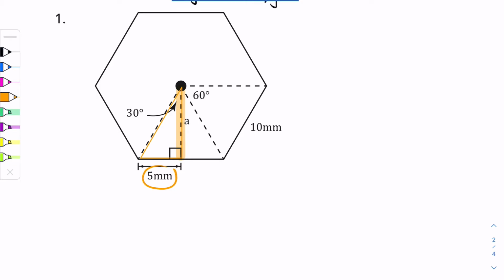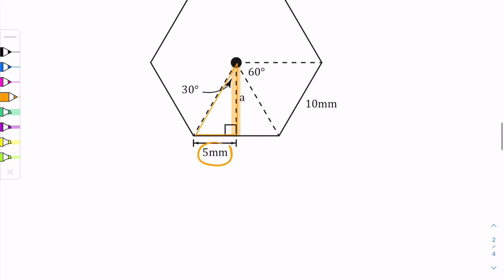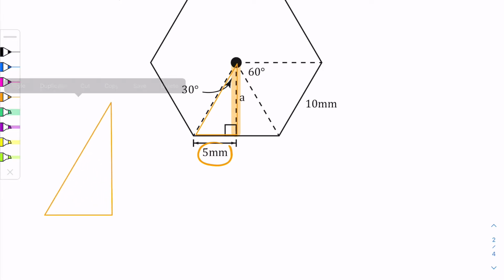We also see that we have a 30, 60, 90 triangle. So I'm going to redraw this triangle off to the side. I'm going to make it a little bit bigger. I'm going to label what I know. So I know that I have a 30-degree angle right here. It's labeled. I know that I have a 90-degree angle in the bottom corner.